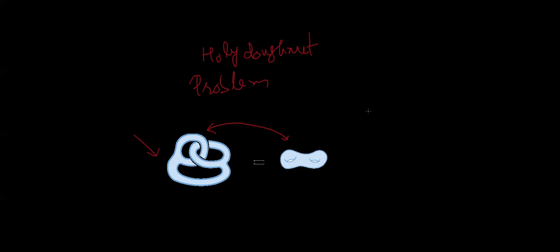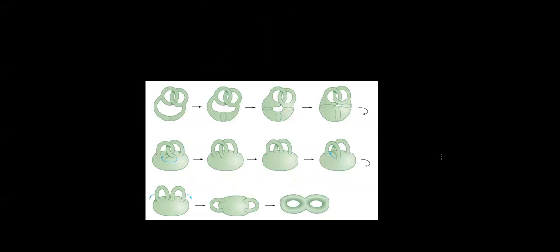So this really seems a counterintuitive problem, that how can these holes which are entangled with each other be unentangled without breaking one of them? But you can see that this is really possible. If you want to give it some thinking, you may pause the video and think about it. Now let's move towards the solution of the holy donut problem.